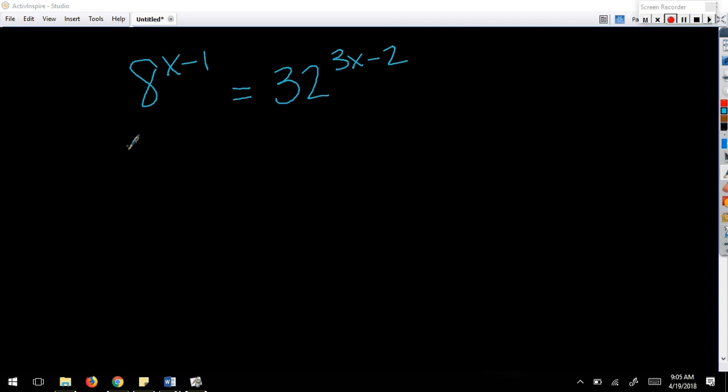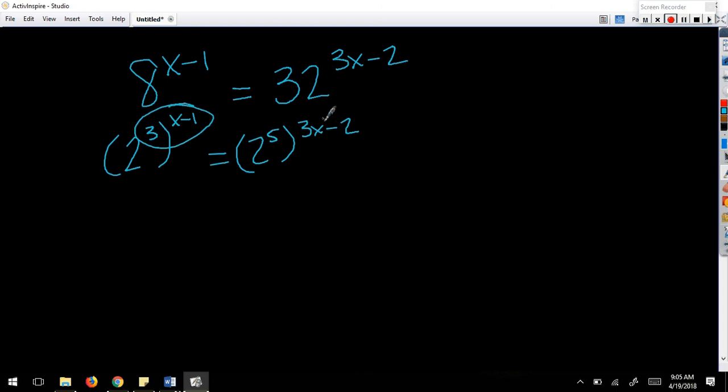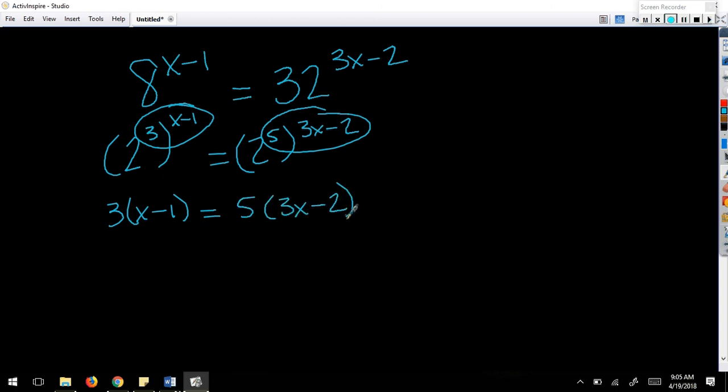2 to the 5th. I hear 2 to the 3rd, and 2 to the 5th. I'm going to set the exponents equal. Oh, I like this. Do you? I'm glad. It's better than the others. You like it because you understand it. It's easy. Okay. Good. That's good.